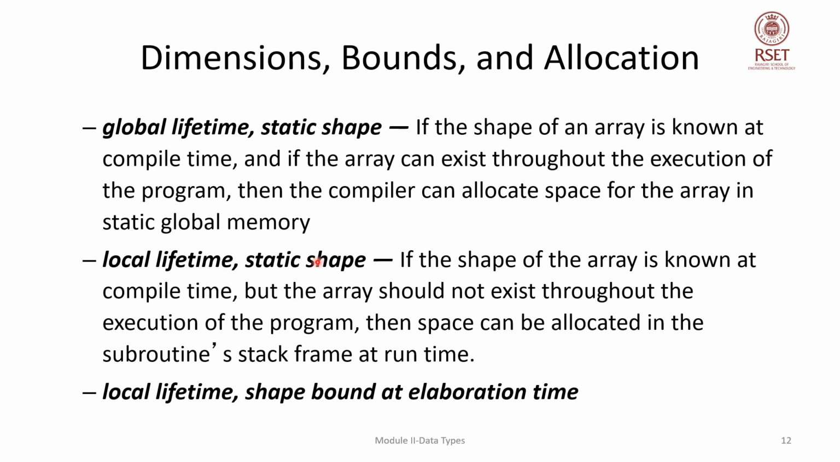Then local lifetime and static shape. The shape is static, but the array is confined to a particular subroutine. In that case, the space is allocated in the subroutine's stack frame. I hope you remember the stack frame from module 1. That is, this particular array is used only in that subroutine, so its space is allocated in that stack frame. Then local lifetime, that is, it is local to the subroutine, but the shape is known only at the elaboration time or runtime. That is the third type.